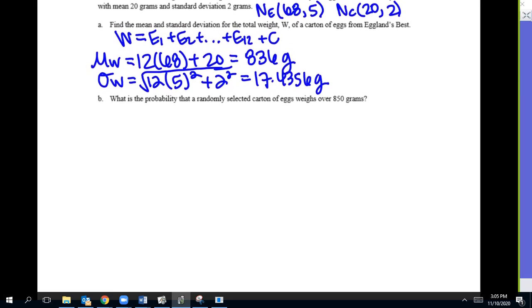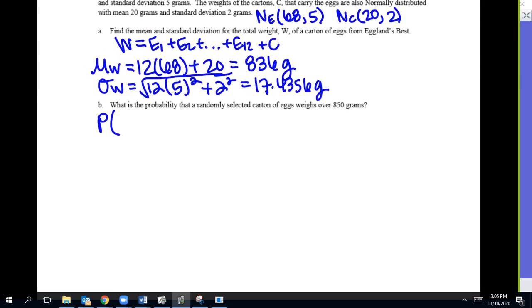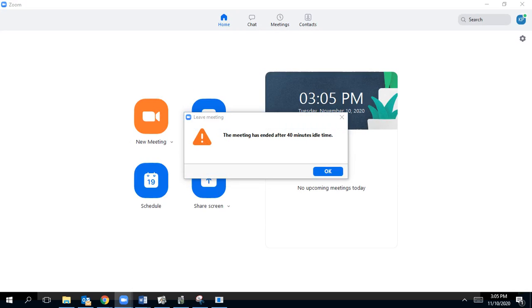Okay, so what's the probability that the weight of a carton of eggs is over 850?